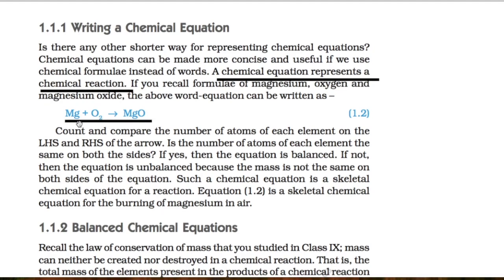Now count and compare the number of atoms of each element on the left hand side and right hand side of the arrow. The number of magnesium atoms is 1, and the number of magnesium atoms is also 1 at the product side. But the number of oxygen atoms at the reactant side is 2, and the number of oxygen atoms at the product side is 1. So we can conclude that the number of atoms of each element is not equal on both sides. That means the equation is not balanced.